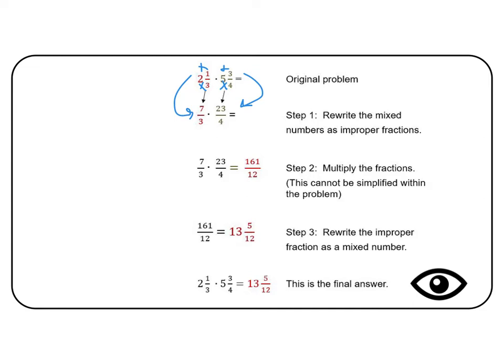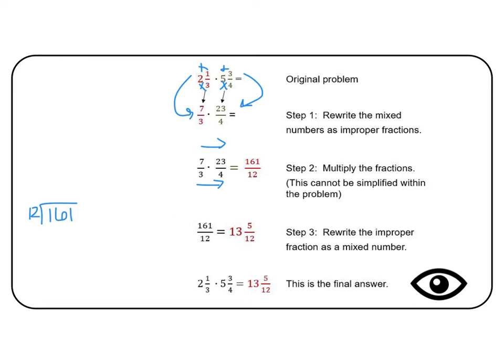Our next step is to multiply. So we have 7/3 times 23/4. We multiply straight across the top and straight across the bottom. So 7 times 23 is 161, and 3 times 4, much easier, is 12. Now we need to simplify. In order to simplify, what they've done is 161 divided by 12.